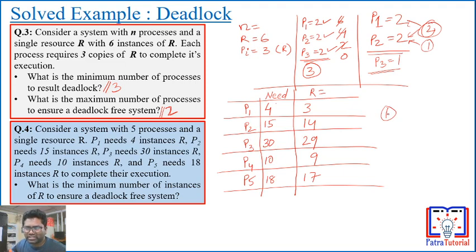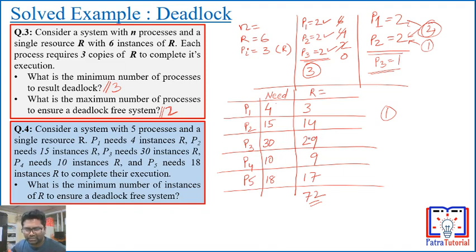If I give one instance to P1, then it will complete and release everything. If I give one instance to P2, then it will complete and release everything after completing execution. So what is the sum of all this? 3, 14, 29, 9, 17. So it will be around 70, how much? 72. So 4, 3, 7, okay, total 72.